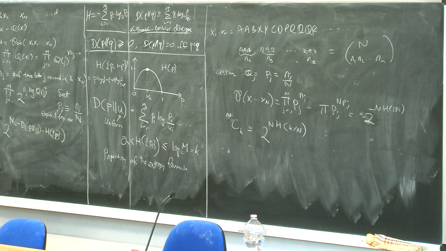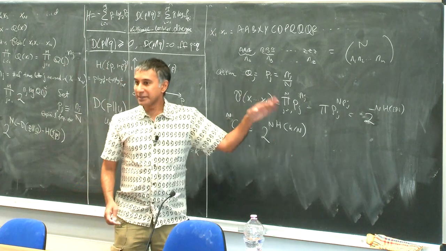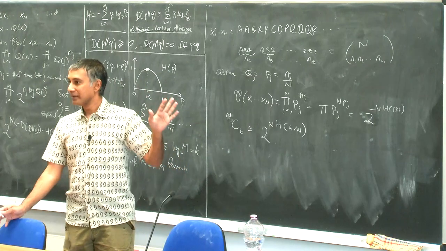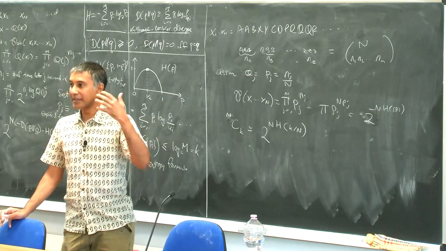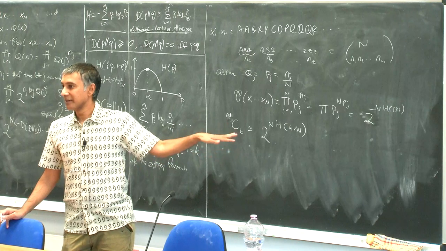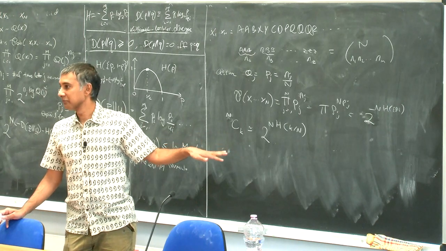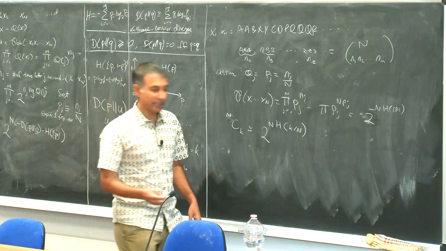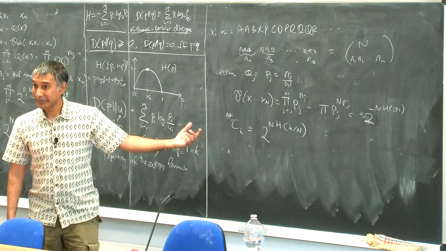So here n is the total number of letters in the alphabet. No, in the string. M is always the total number of distinct types of letters in the alphabet. N is always the length of the string. So this is a little tidbit. Whenever you're using multinomial coefficients, in practice, it's always much better just to use the Shannon entropy approximation for the same thing. Okay, it's a very useful little trick. Does this make sense?